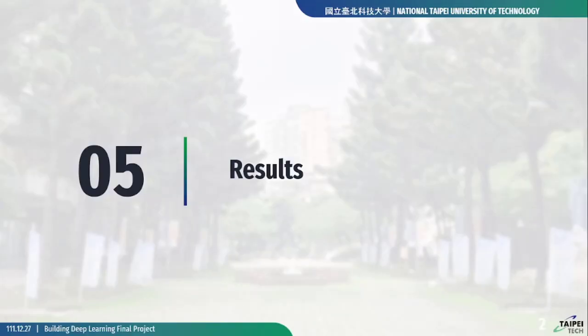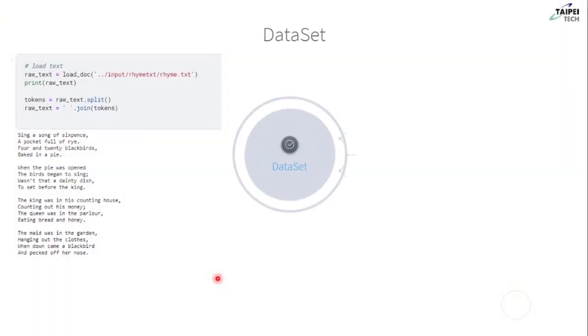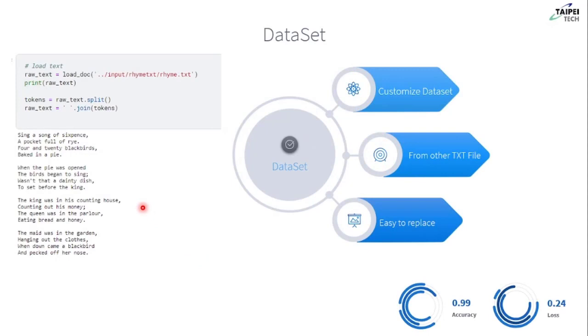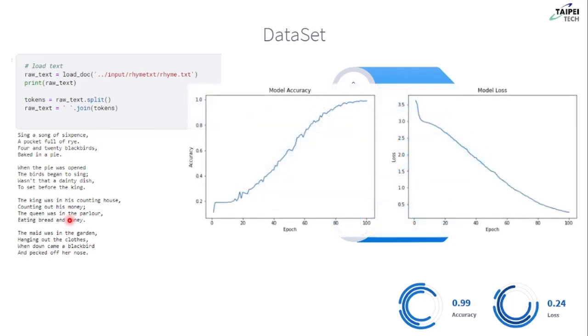Let's move on to the result part. In the result part, we tried using the rhyme.txt file as a dataset. This is a sentence of our testing data inside the rhyme.txt. The advantage of our dataset is that it is customized. We can add another txt file inside the rhyme.txt, and then it is easy to replace the sentences inside the rhyme.txt itself. Right now, the current model accuracy is about 0.99 at epoch 100, and the loss is about 0.24.